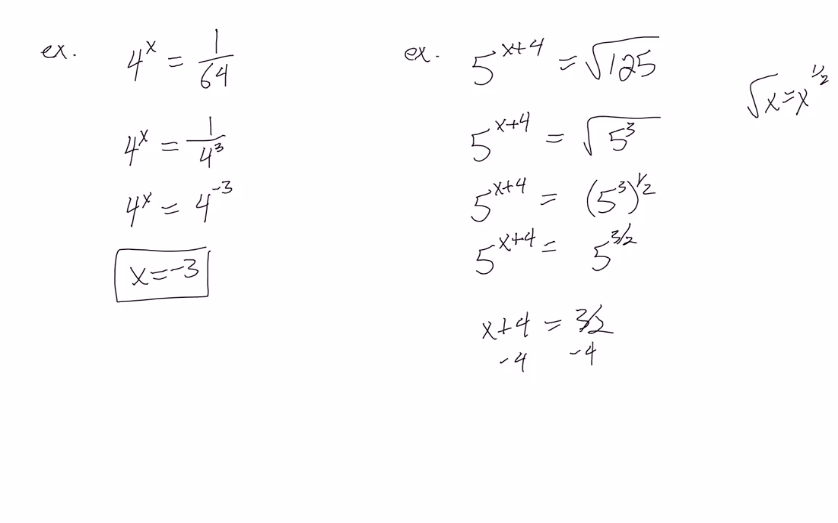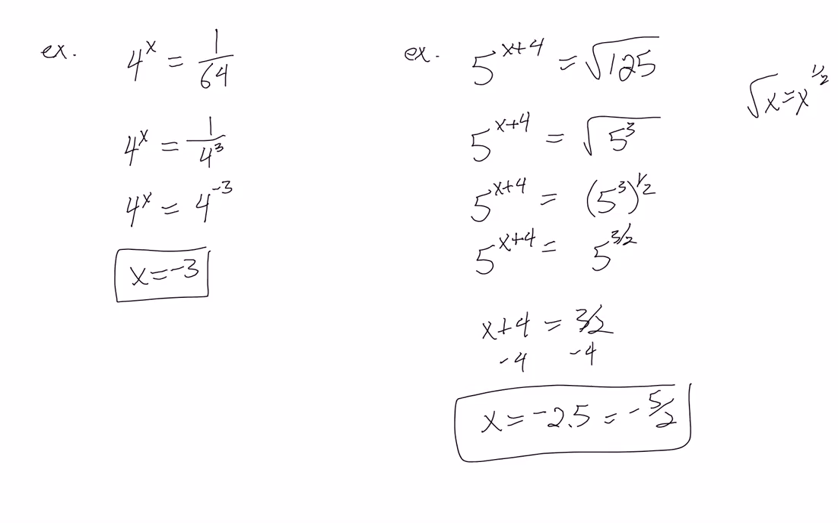Subtract 4 from both sides. So 1.5 minus 4 would be minus 2.5. You can write it as a fraction, decimal, whichever. If you did it as a fraction, it would be negative 5/2. It doesn't matter whether you do decimals, fractions, however you want.